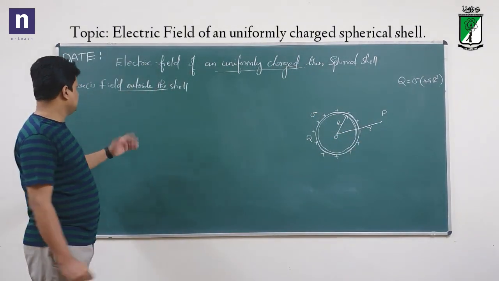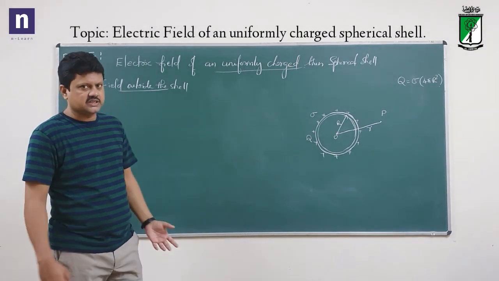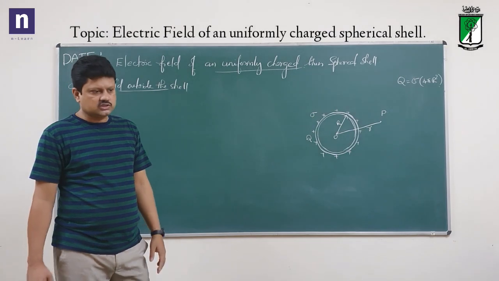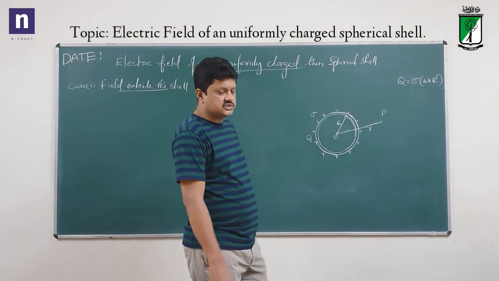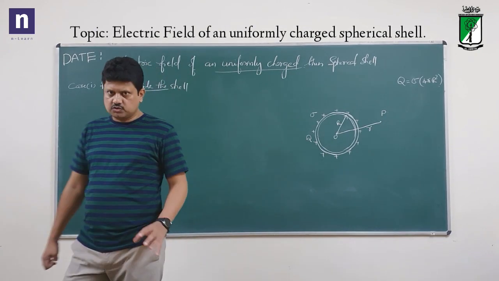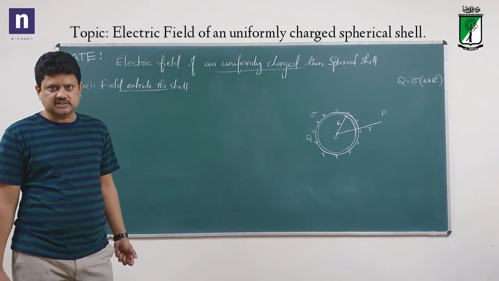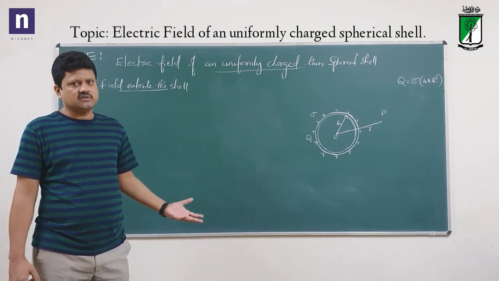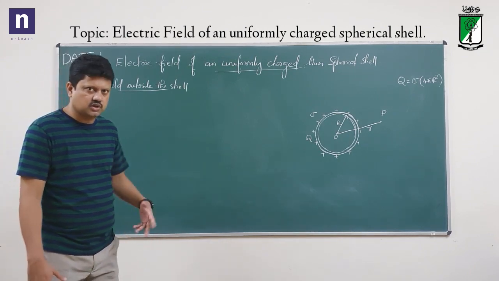So, as I already told you, this topic is an application of Gauss's law. So, what does Gauss's law say? Gauss's law talks about the flux through a closed surface. So, we need to have first a Gaussian surface. A Gaussian surface is a closed surface. Just to apply Gauss's law, we consider an imaginary surface called a Gaussian surface.